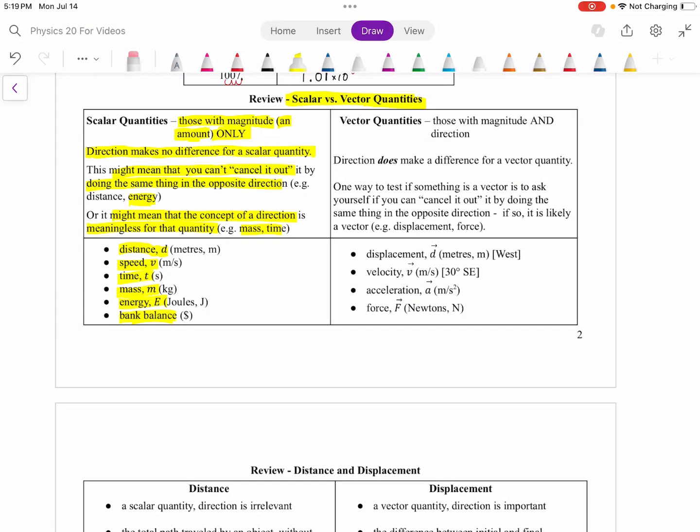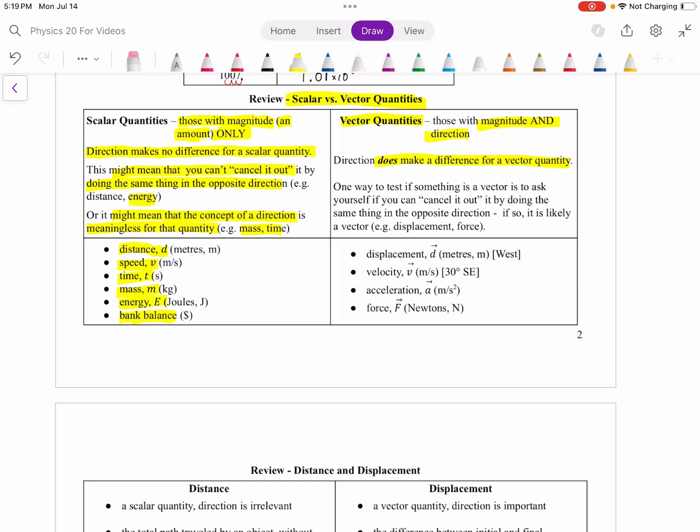Now, for a vector quantity, they have a magnitude and a direction. Direction is very important for a vector. Okay, it does make a difference for a vector quantity. So even if you have the same amount of a vector, if it's in a different direction, it is not the same thing, because a vector is made up of both that magnitude and that direction. The direction is fundamental to describing the vector properly.